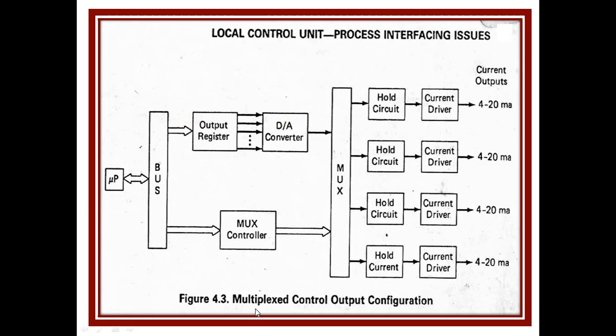The next, multiplexed control output configuration. In the local control unit process interfacing issues, the multiplexed control output configuration has a microprocessor, bus, output register, digital to analog converter, then mux, that means multiplexer. The mux has n number of inputs and a single output. It is an intermediate of this structure.